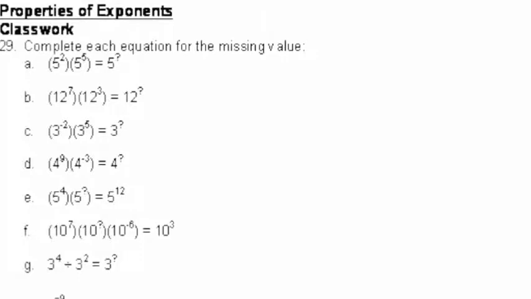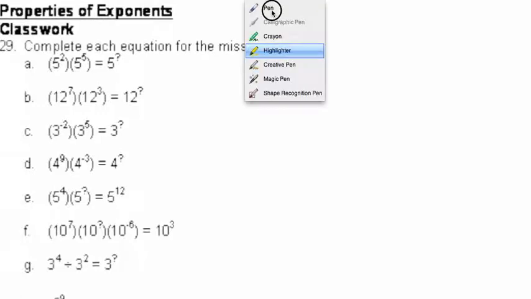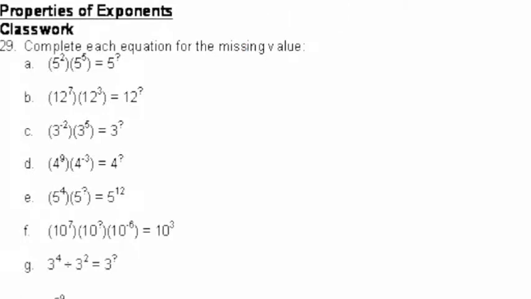All right, so let's complete each equation for the missing value. We know we had rules today that said when you're multiplying powers with the same base, you add the exponents, and when you're dividing powers with the same base, you subtract. So here we're multiplying when parentheses are next to each other. Both the bases are 5, so we can add the exponents. So 2 plus 5 is 7. So the question mark would equal 7. It'd be 5 to the 7th.